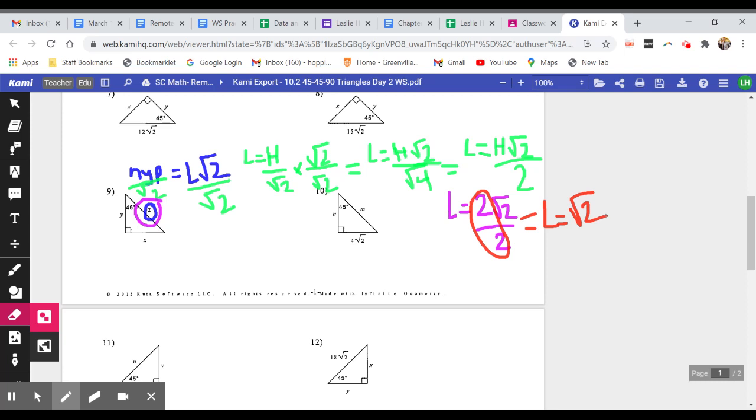I'll do another practice problem because I know that this is kind of tricky, but use this one for number 9.